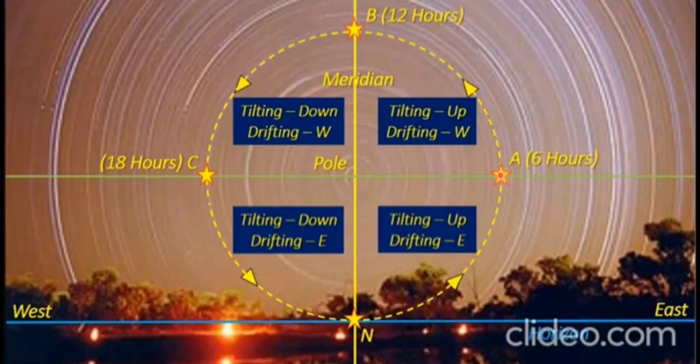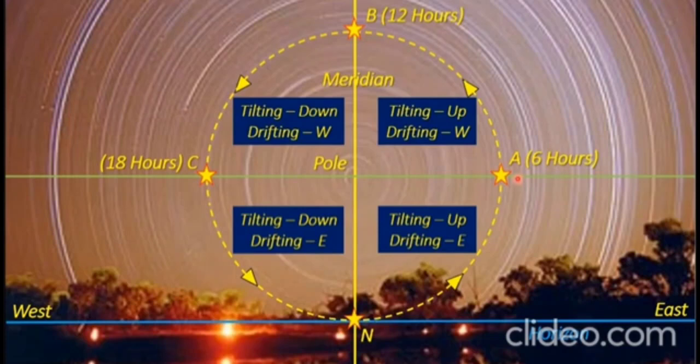Whenever the gyro star or spin axis is above the pole, the drifting is going to be westerly, and it is happening from Alpha to Bravo to Charlie. Now, once the gyro star crosses Charlie, it comes below the pole, and you see when it crosses from Charlie going towards November, it is moving in the easterly direction. Also, from November to Alpha, it is moving in the easterly direction.